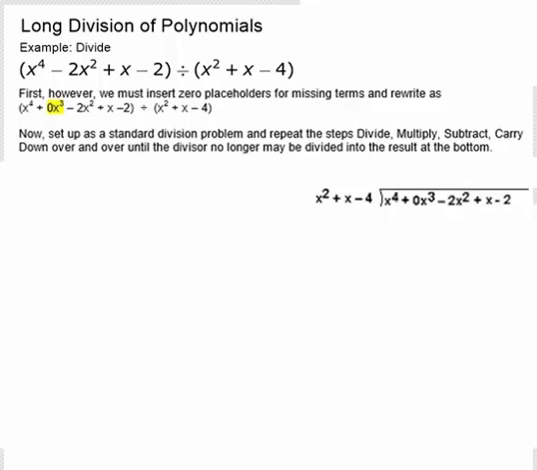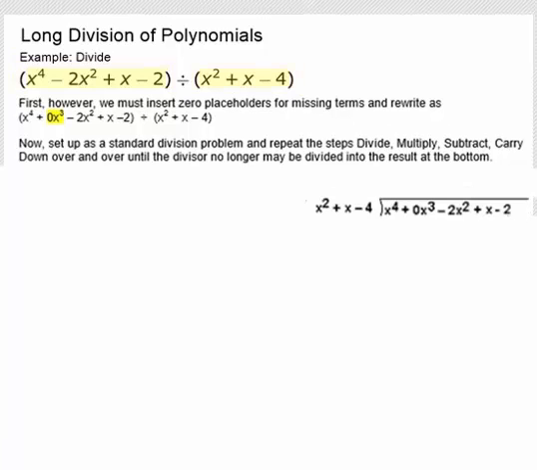We're going to start with long division of polynomials. We're going to divide this polynomial x to the fourth minus 2x squared plus x minus 2 by this quadratic polynomial x squared plus x minus 4. First thing you do is set it up in division form as I have shown on the right here on the bottom. And note that since the polynomial we are dividing has no x cubed term, we have to put in a 0x cubed placeholder in our division, and I show it right here.